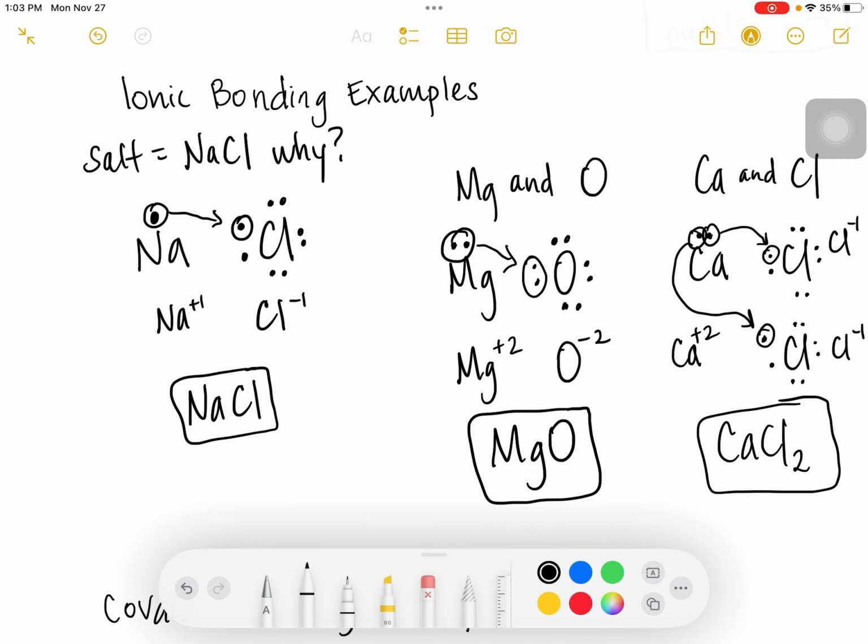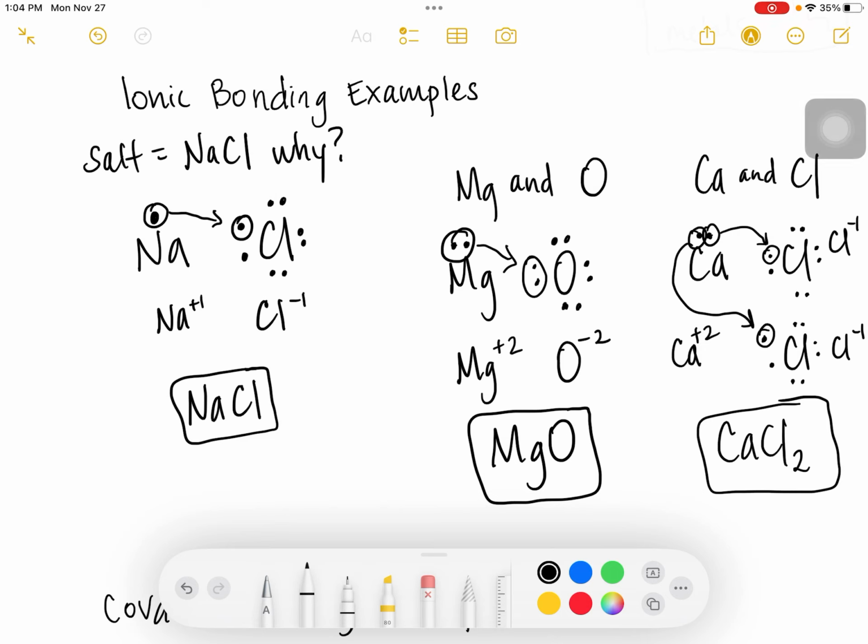Okay, so these are 3 examples of ionic bonding. Notice in all 3 that the electrons are being given away by something and taken by something else. And that is a definition of ionic bonding, the give and the take, or the loss and the gain, or however you want to say it, or the transfer of electrons. So these are all 3 examples of ionic bonding between a metal and a nonmetal.